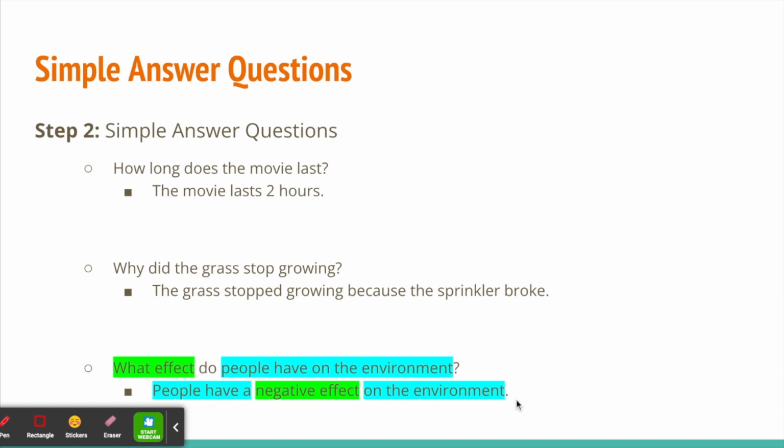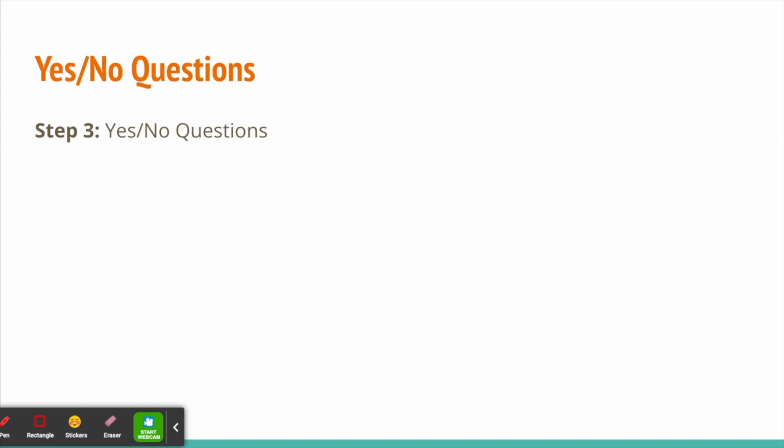in our answer. So the really nice thing about restating a question is that you don't have to come up with your own words. You are using the words from the question in your answer. So hopefully that makes it a little bit easier because you're not making any new words. You're just using the words that have been provided to you and rearranging them to make them into a response. That's the beautiful part about restating a question. So those are simple answer questions.